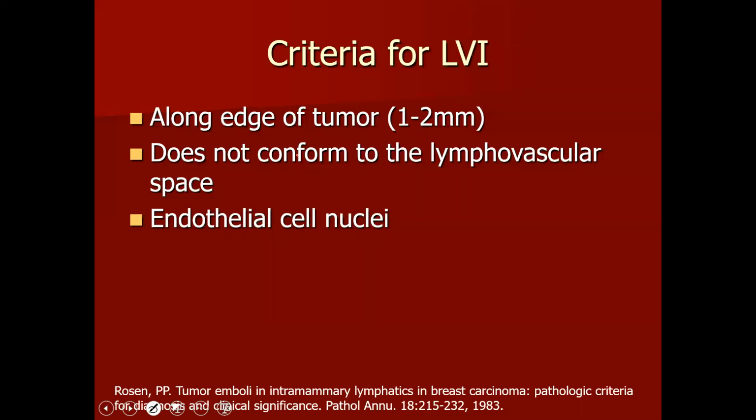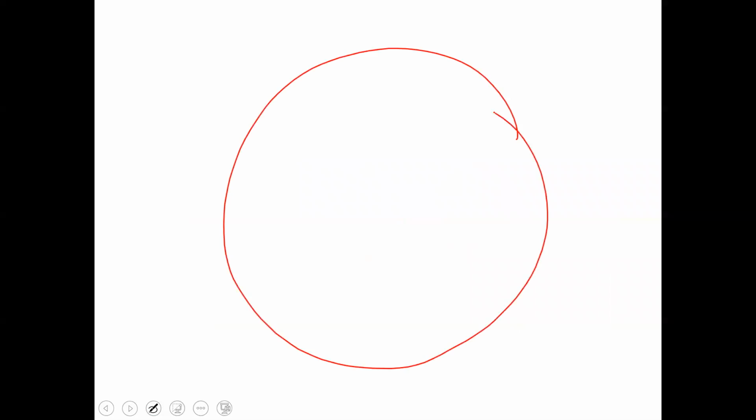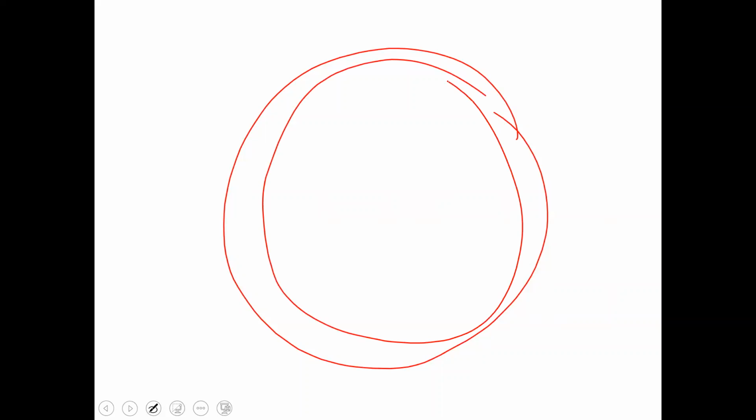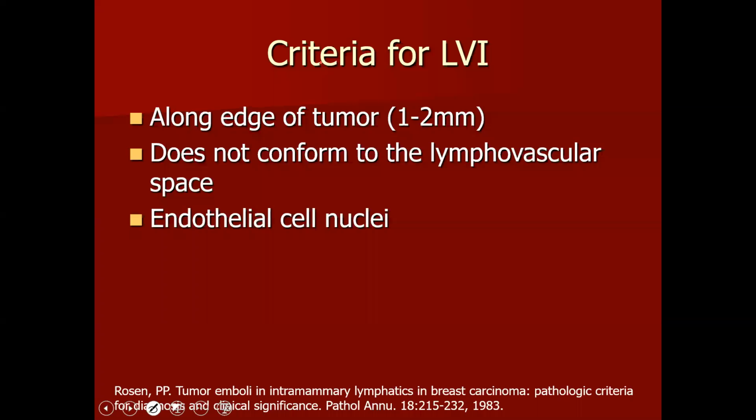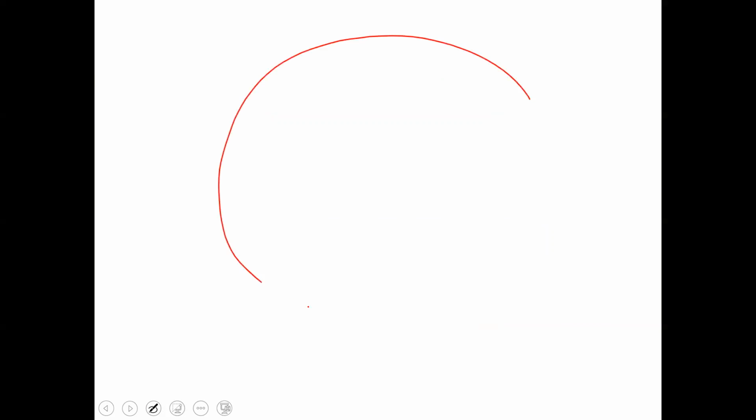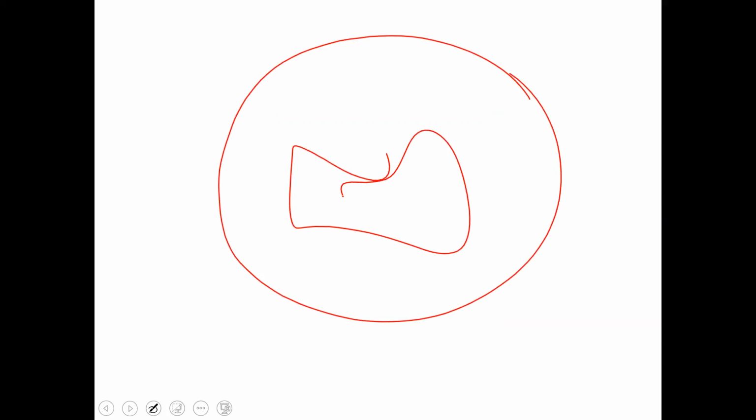Criteria 2 is that the tumor embolus cannot conform to the lymphovascular space. So for example, if this is a lymphovascular space, the tumor should not be the exact same shape of the lymphovascular space. Instead, this is the lymphovascular space. Maybe the tumor is like that. It doesn't match the shape, because if it matches the shape, it's more likely to be that the tumor was just retracting away from stroma. And then number 3 is, so you've got this space, the tumor does not match its shape. And then number 3 is when you look at the edge of the space, you should be able to confirm the presence of endothelial cells along the edge of that lymphatic space. Remember that lymphatic spaces are lined by endothelial cells.